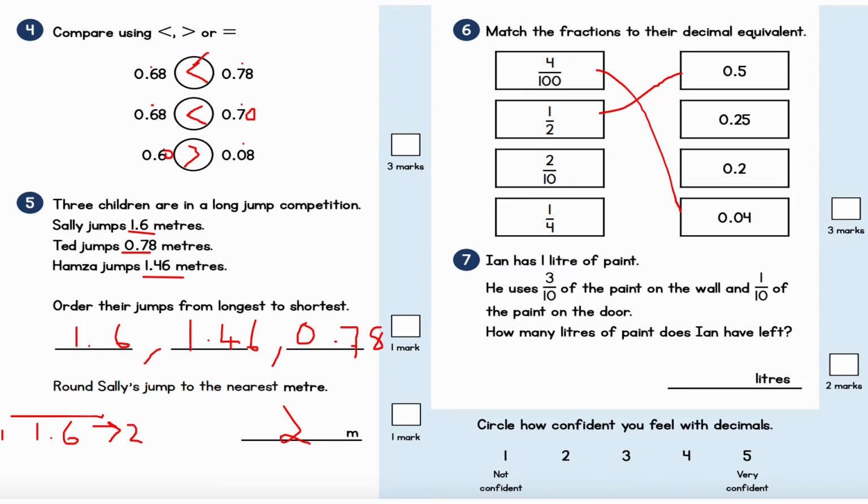Okay, 2/10 is equivalent to 0.2. And 1/4 is half of a half. Half of 0.5 is 0.25. This is question number 7.